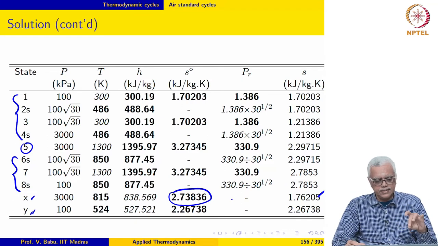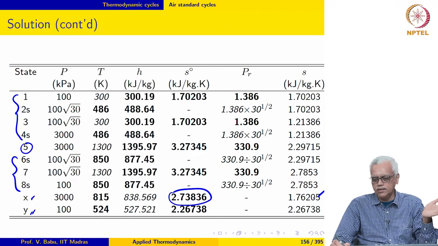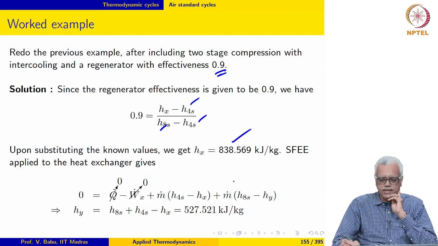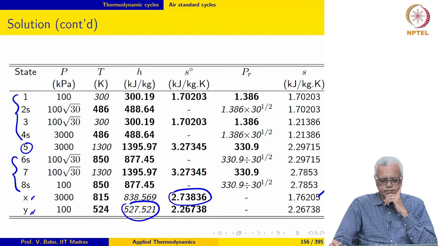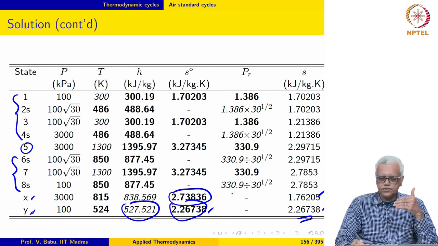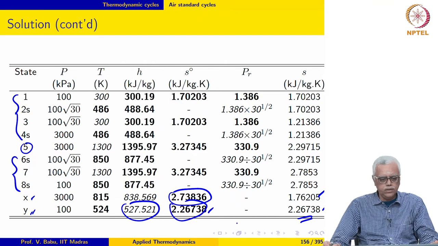Remember, the pressure at X is the same as the pressure at the end of compression. So, we get S0 from the table, and then we can use the expression given earlier to calculate S. Now, if you apply steady flow energy equation to the regenerator, we get this expression from which we can evaluate Hy. We can go to the table and retrieve S0 and then calculate S. Notice that since the pressure at the end of expansion is 100 kilopascal, the S that we calculate is the same as the S0 that we retrieve here. So, now we have the property values that we need at all the state points.